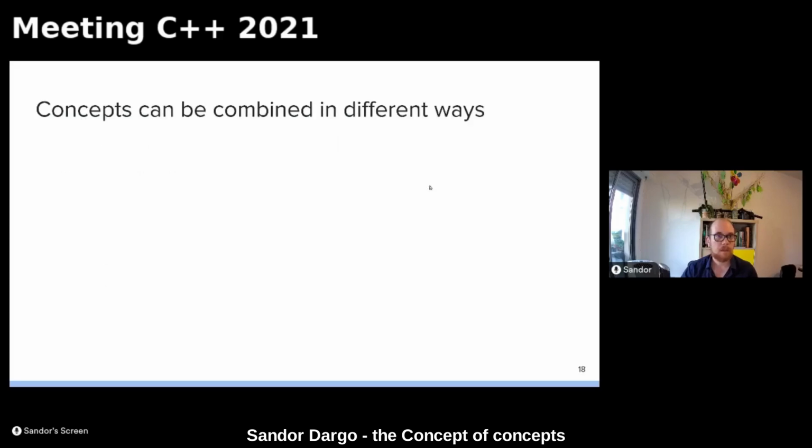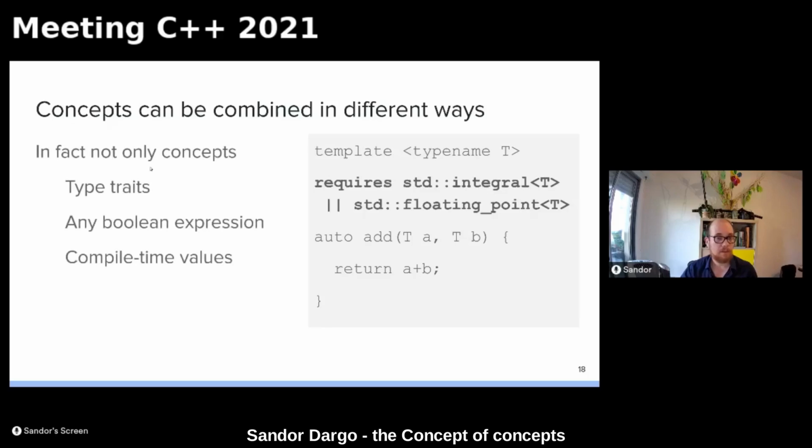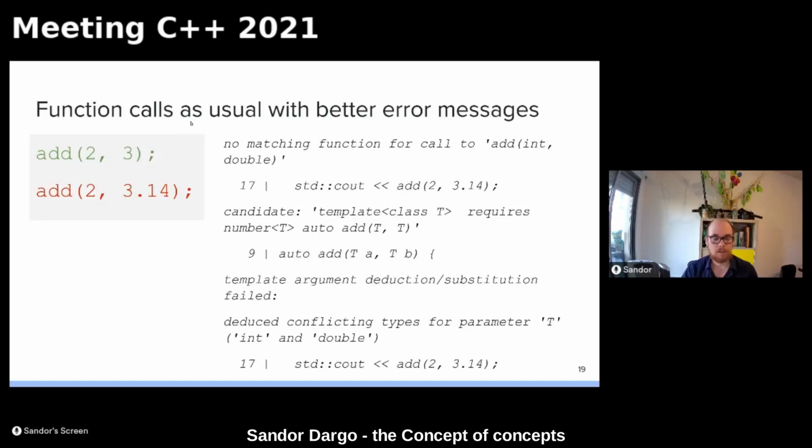But you can even combine concepts here. You don't have to use one single concept. You can write their combination. So basically, just inline the body of the concept number, and I put it there. It works. But you can put there more things. You can use type traits. You can use any Boolean expression or basically any compile time values with certain limitations that we'll discuss. And then the function calls are just as always, but with a bit better error messages.